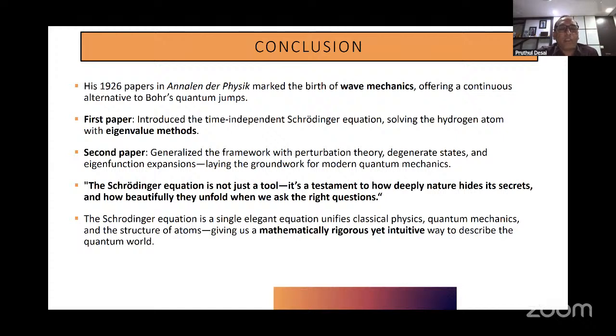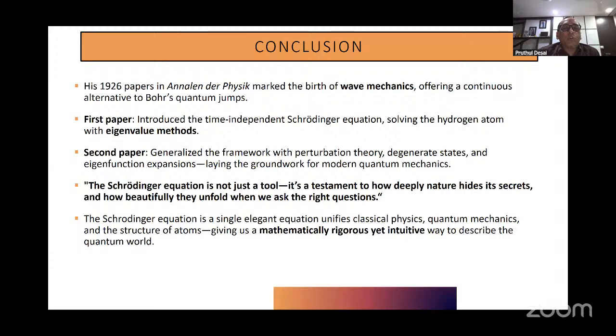So in my opinion, the Schrodinger equation is not just a tool, it's a testament to how deeply nature hides its secrets and how beautifully they unfold when we ask the right questions. The Schrodinger equation is a single elegant equation that unifies classical physics, quantum mechanics, and the structure of atoms, giving us a mathematically rigorous yet intuitive way to describe the quantum world.